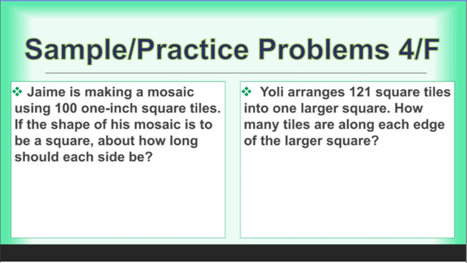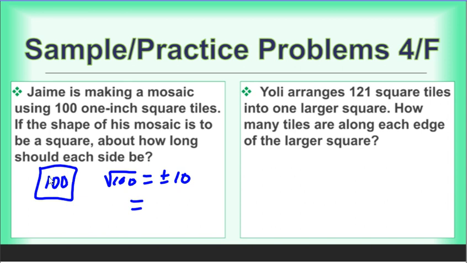And our last problems. Jamie is making a mosaic using 100 1-inch square tiles. If the shape of his mosaic is to be a square, about how long should each side be? So that means the area is 100 square inches. So how do I get 100? I would find the square root of 100, which gives us a positive and negative 10. But because I'm dealing with area, units of measurement, I can only have positive units of measurement, so it'd have to be 10 inches.